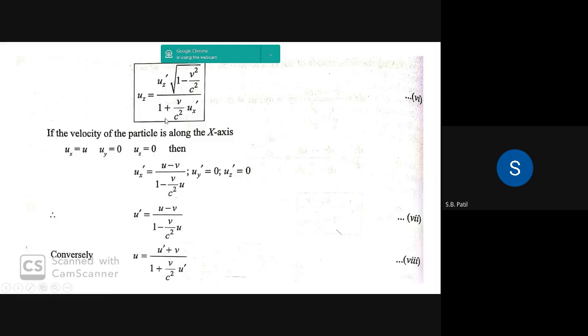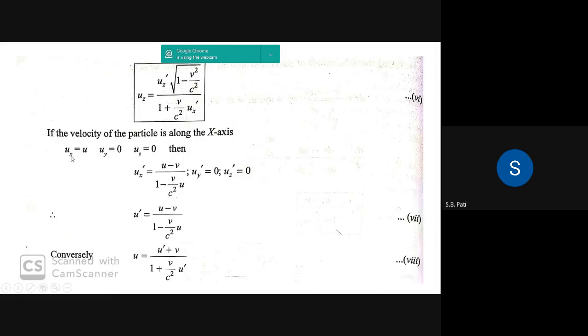These are the inverse formulae of the addition of velocity. Then, consider the case where the velocity of the particle is along the x-axis, that means there is no motion along the y and z axes.